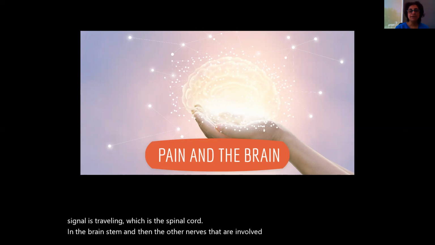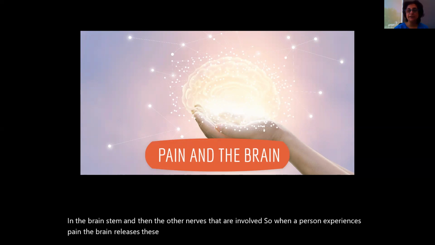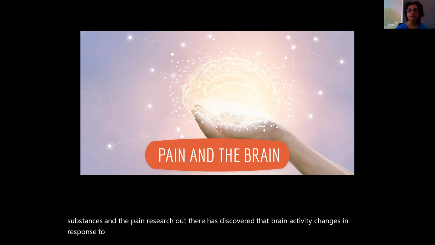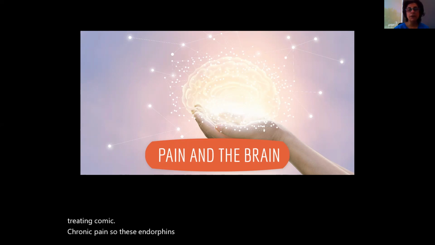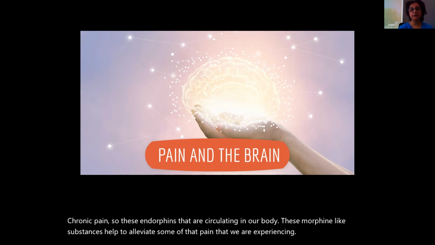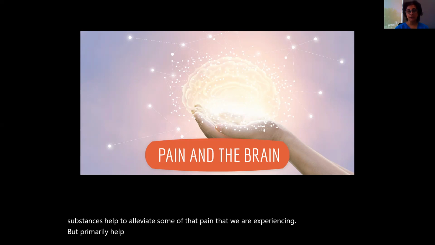When a person experiences pain, the brain releases chemicals called endorphins, which are morphine-like substances. Pain research has discovered that brain activity changes in response to acute and chronic pain. So sometimes acute pain therapies are not effective for treating chronic pain. These endorphins circulating in our body help to alleviate some of the pain that we're experiencing, but primarily help more with acute pain than chronic pain.